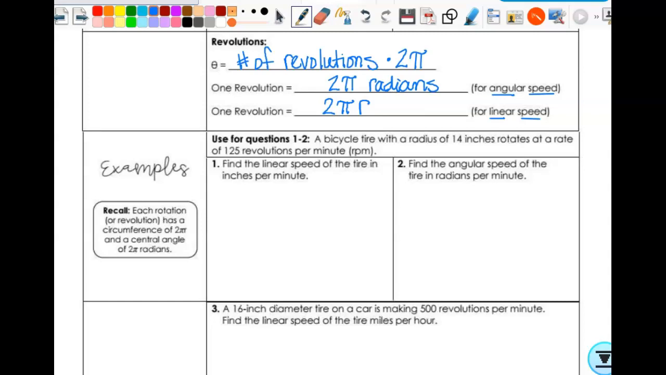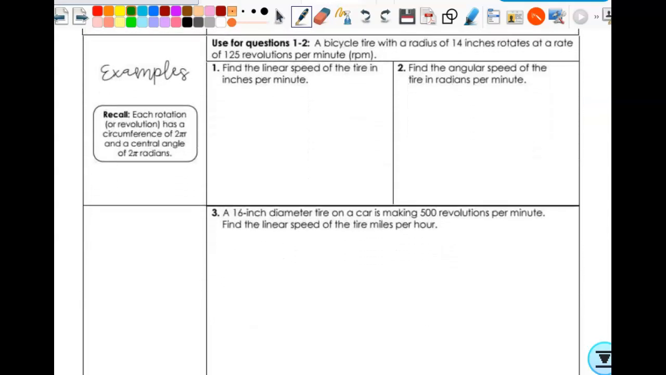All right, so we have to pay attention to our units here. We also have to pay attention to radius versus diameter so we don't make some ridiculous mistake. This says a bicycle tire with a radius of 14 inches rotates at a rate of 125 revolutions per minute. The first thing we're going to do is find the linear speed of the tire in inches per minute.